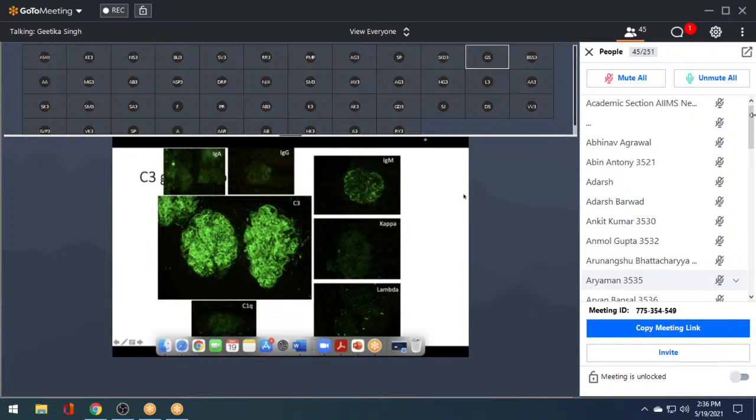Now let's look at another panel. This panel is very easy to interpret. Let's get an undergrad in. It's a very easy panel.